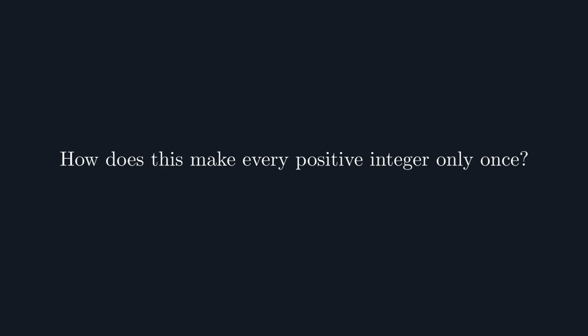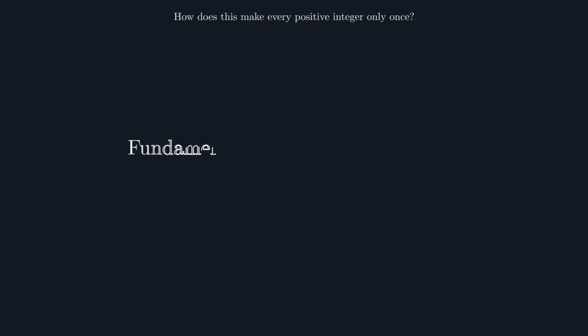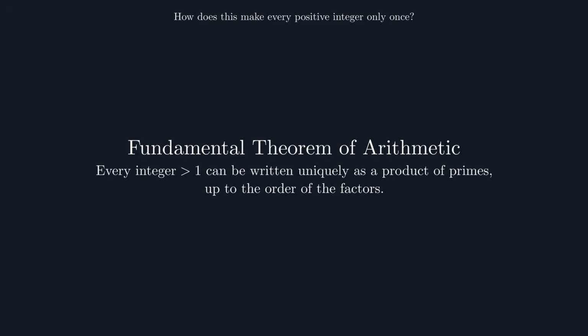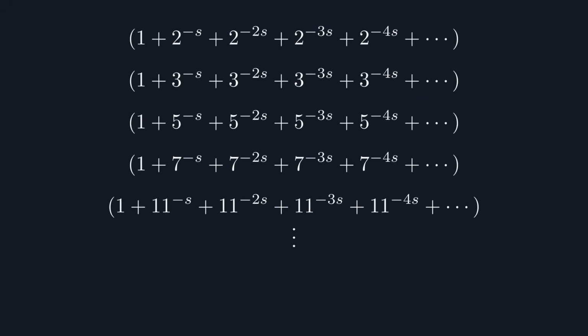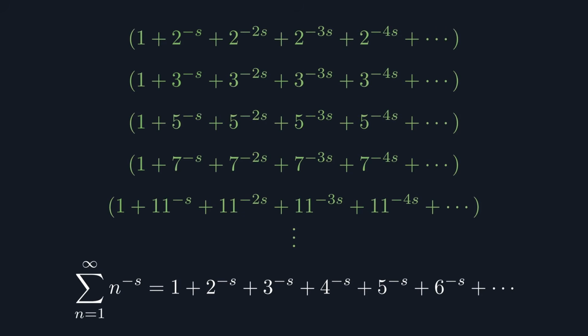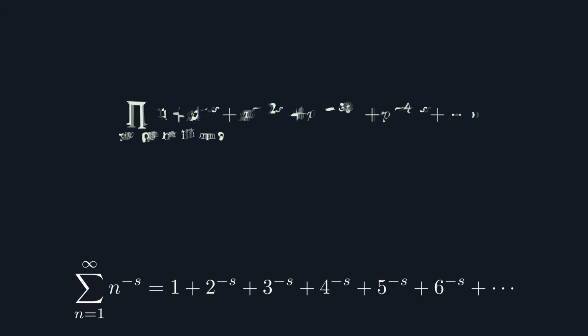But how do we even know that this makes every positive integer only once? Well, by the fundamental theorem of arithmetic, every integer greater than 1 can be written uniquely as a product of primes up to the order of the factors, meaning every integer has a unique prime factorization. Because of that, when you sum all combinations of all terms from all of the factors, you'll end up creating every prime factorization exactly once, which leads to an infinite sum of the reciprocal s powers. Exactly what the zeta function is.